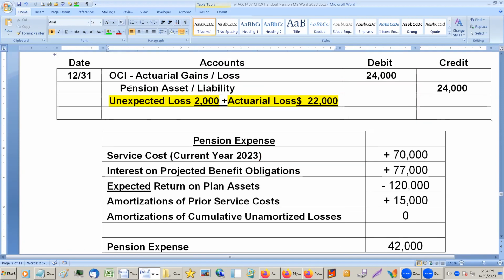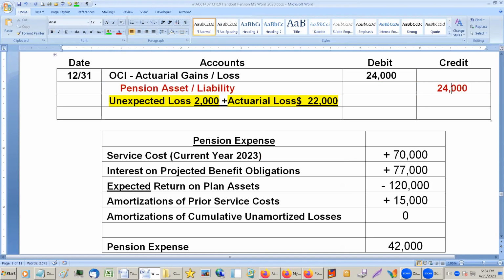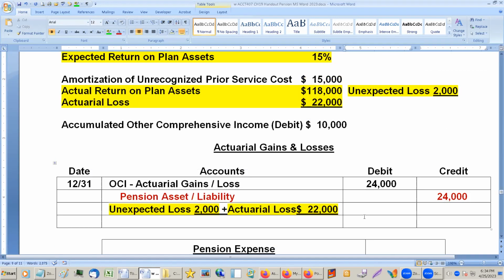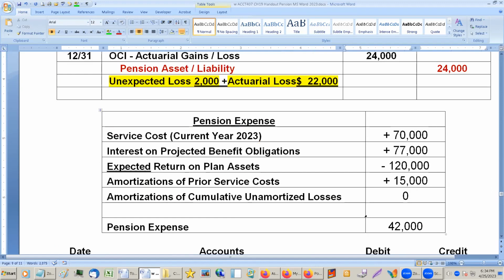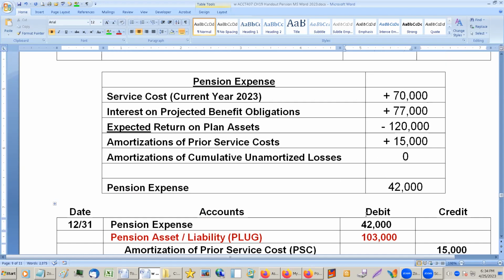And you'll notice that up here too, right? This is a credit, 24,000. That means the liability is going up by 24,000. This means it's going down by 103,000. I don't know what was sitting in there, but all right, so that's the wacky world of pensions.